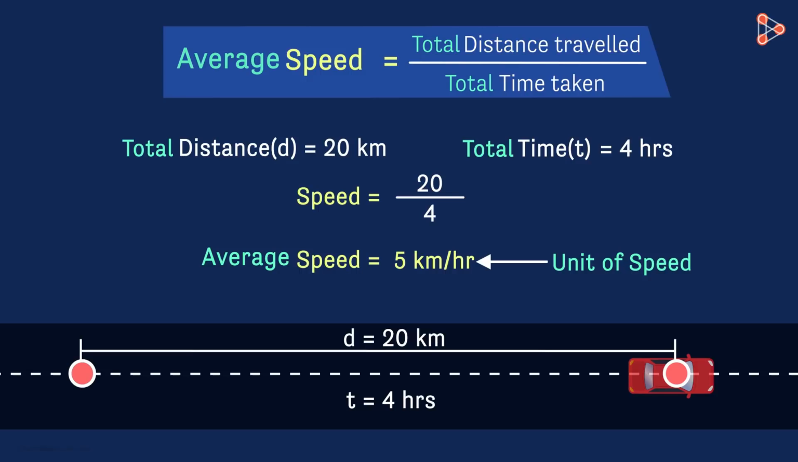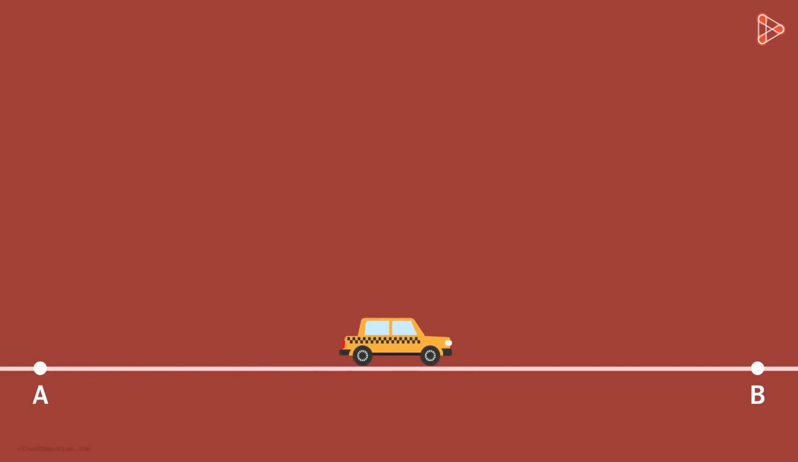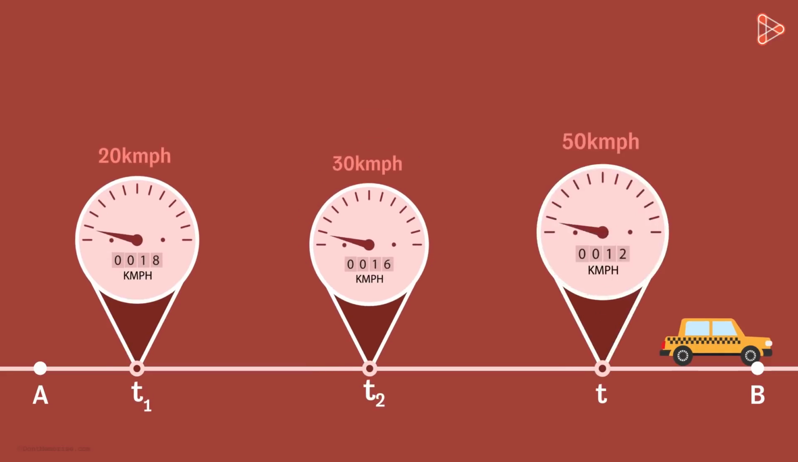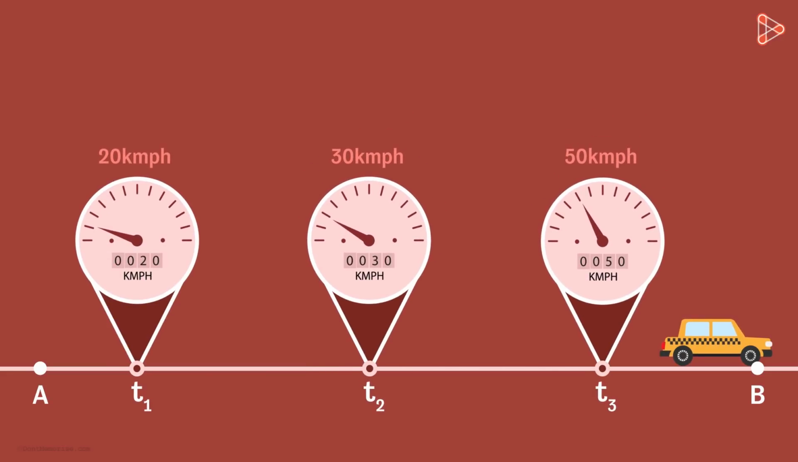The unit of speed in this example is kilometers per hour or kmph, and it's one of the most common units of speed. Yes, this unit is also used in speedometers. Suppose a car is travelling from point A to point B and the speedometer shows these values at these 3 instants. Notice at time t2, the speedometer reads 30 kilometers per hour.